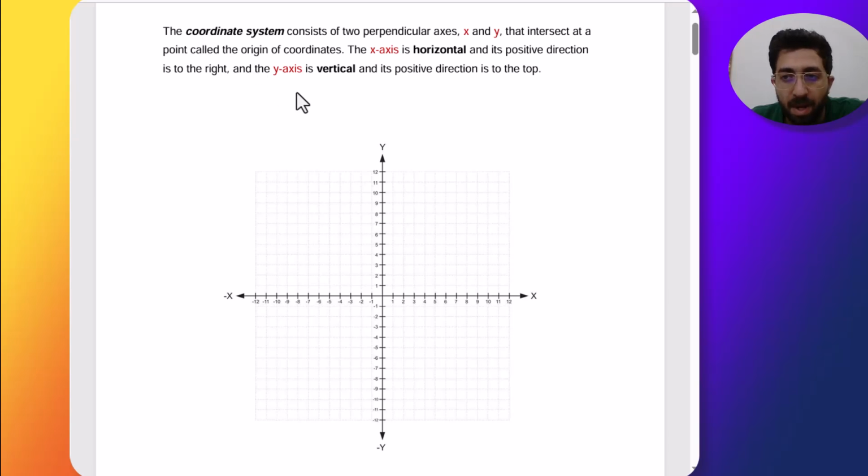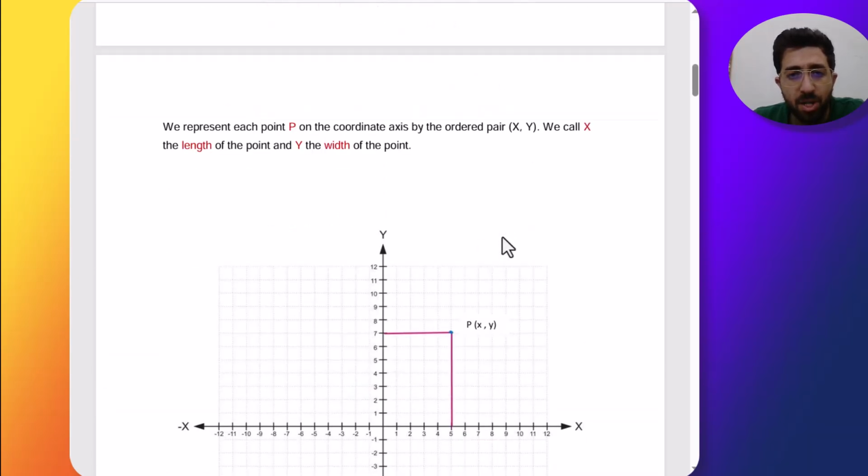One of the basic topics of mathematics is called coordinate system. Well, I have written the definition of coordinate system here. As you can see, this system consists of two axes, x and y. The x-axis is horizontal and its positive direction is to the right, and the y-axis is vertical and its positive direction is to the top. Next page.